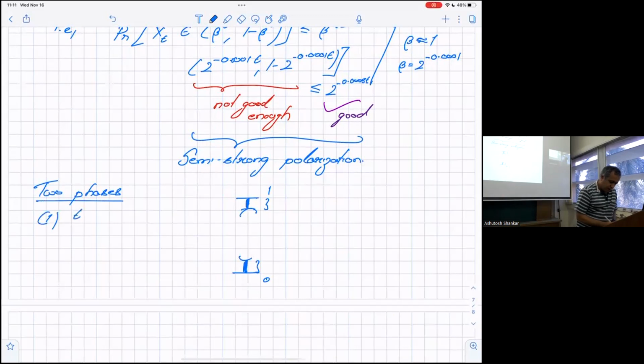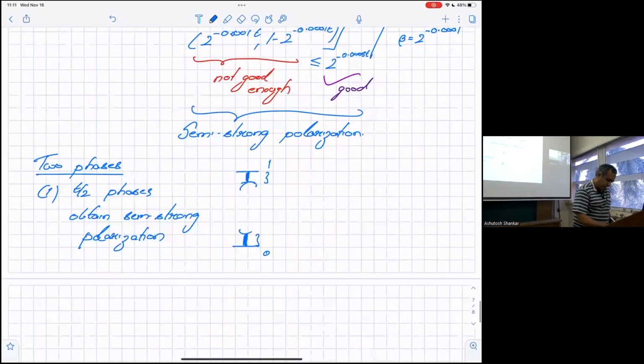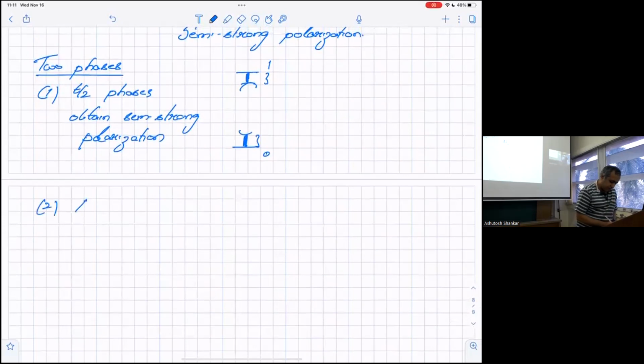First, T by 2 phases obtain semi-strong polarization. The next T by 2 phases, I want to say I'm going to invariably keep dropping by a factor C each time, or at least most of the times. So you're going to notice you're either dropping by a factor C, otherwise you're at most doubling.